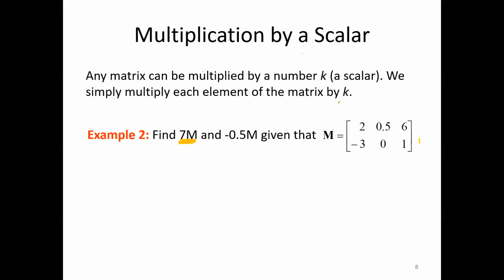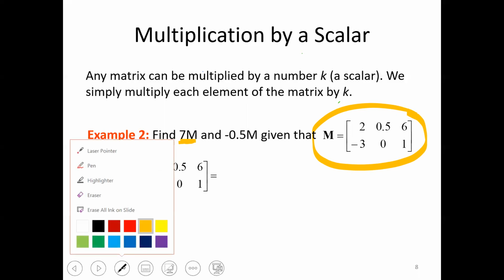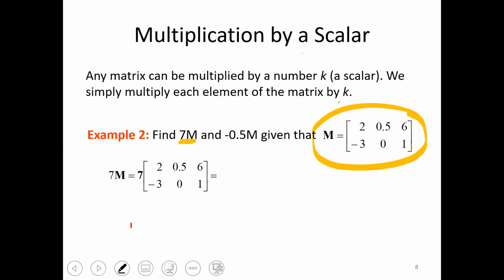So what we are going to do here, we will multiply this matrix by 7, and we'll multiply it again by minus 0.5. Let's have a look. So basically 7m means 7 times this matrix. And as we said, we're going to multiply each element by the number 7 itself. So that means it's going to be 7 times 2, and 7 times half, 7 times 6, and 7 times minus 3, 7 times 0, and 7 times 1.